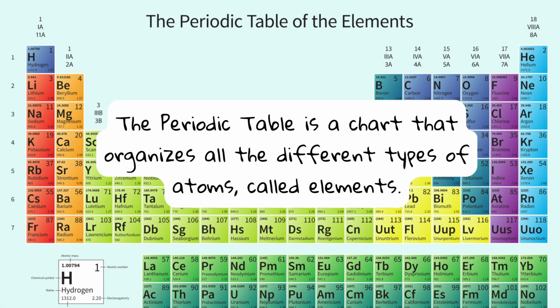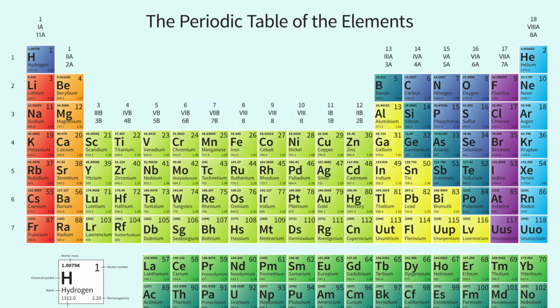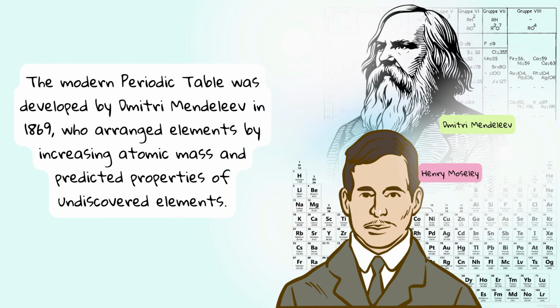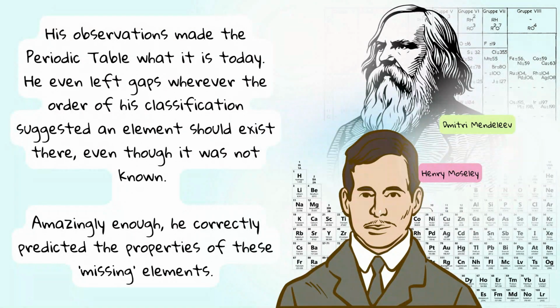The periodic table is a chart that organizes all the different types of atoms called elements. The modern periodic table was developed by Dmitri Mendeleev in 1869, who arranged elements by increasing atomic mass and predicted properties of undiscovered elements. His observations made the periodic table what it is today. He even left gaps wherever the order of his classification suggested an element should exist there, even though it was not known. Amazingly enough, he correctly predicted the properties of these missing elements.